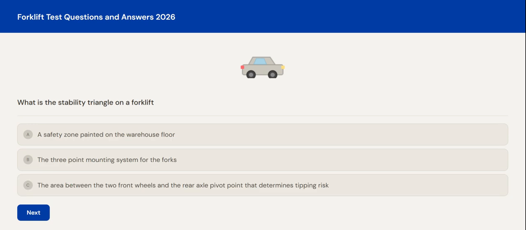Let's keep going. What is the stability triangle on a forklift? The area between the 2 front wheels and the rear axle pivot point that determines tipping risk. The forklift stays upright as long as the combined center of gravity, machine plus load, stays within that triangle. The moment it shifts outside, the forklift tips.